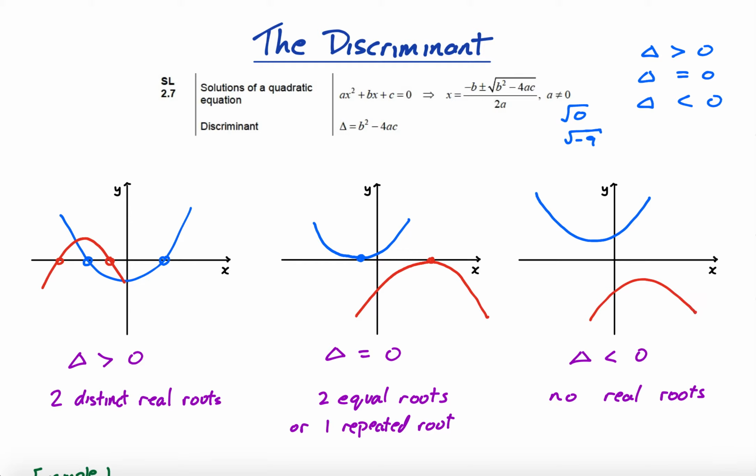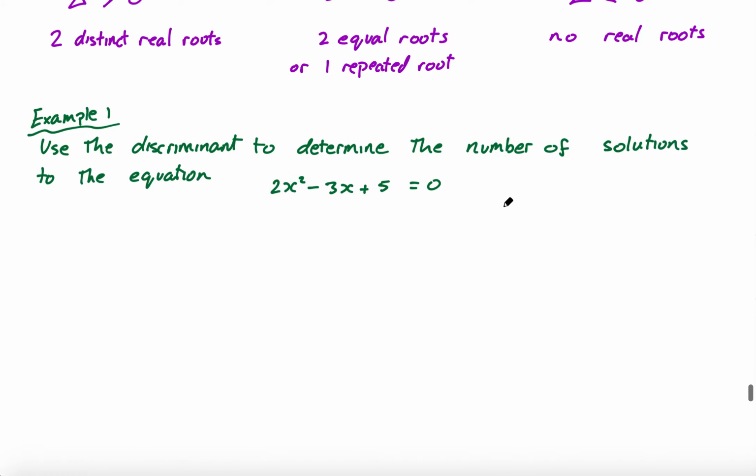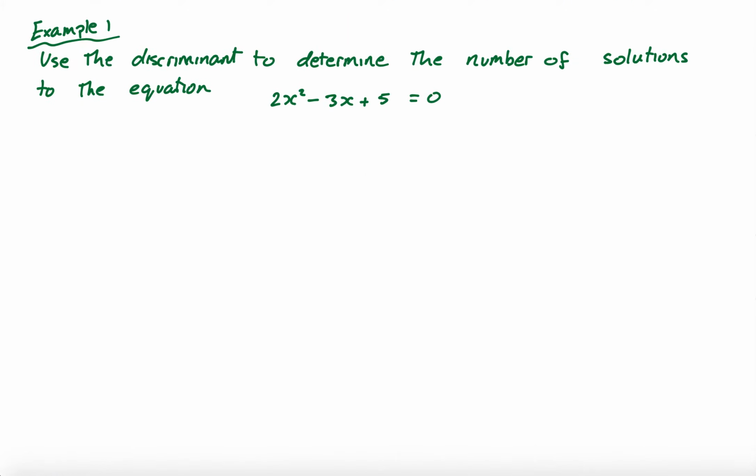Okay, so let's look at two examples. The first one is fairly straightforward, and then the second one is an exam type question. So first it says, use the discriminant to determine the number of solutions to the equation this. So this is our equation. How many solutions does it have? So it either has 0, 1, or 2. The way we find it is using the discriminant.